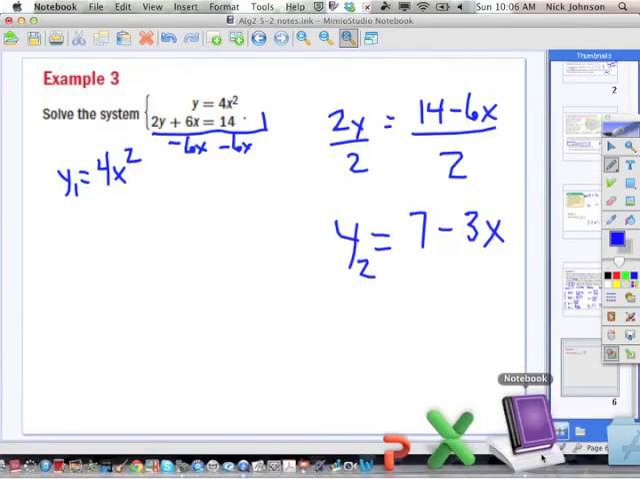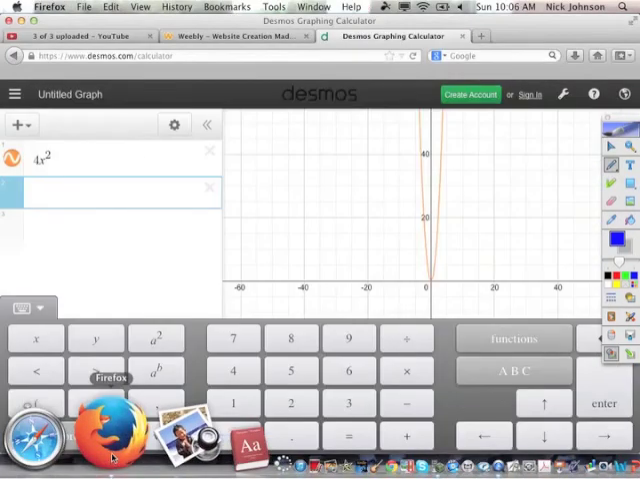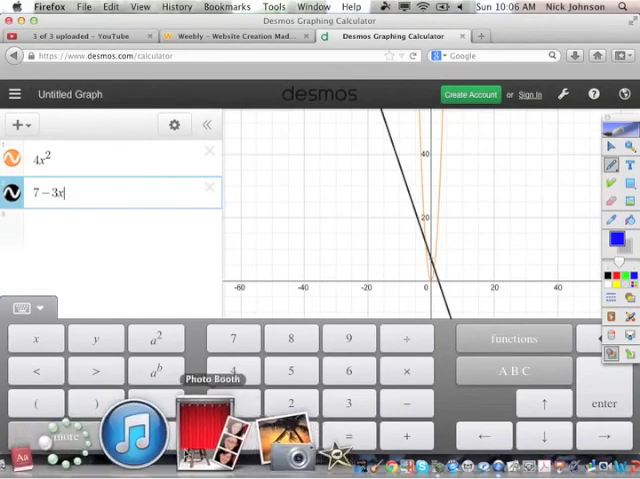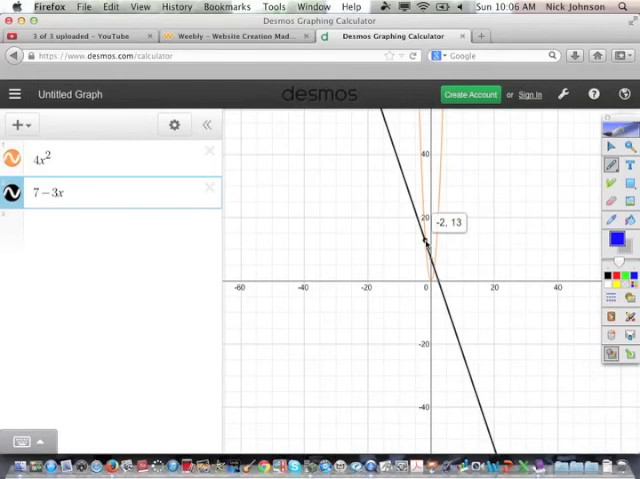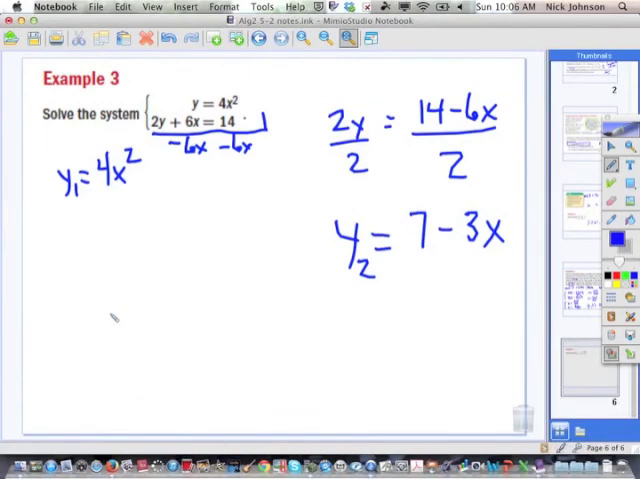Go right back here, 7 minus 3x, 7 minus 3x, and as you can see, it is going to touch in two different points, negative 2, comma 13, and 1, comma 4. So, on your answer, you got to make sure you say that. So, you can have the set negative 2, comma 13 and 1, comma 4. So, you know that both those answers work for that problem.